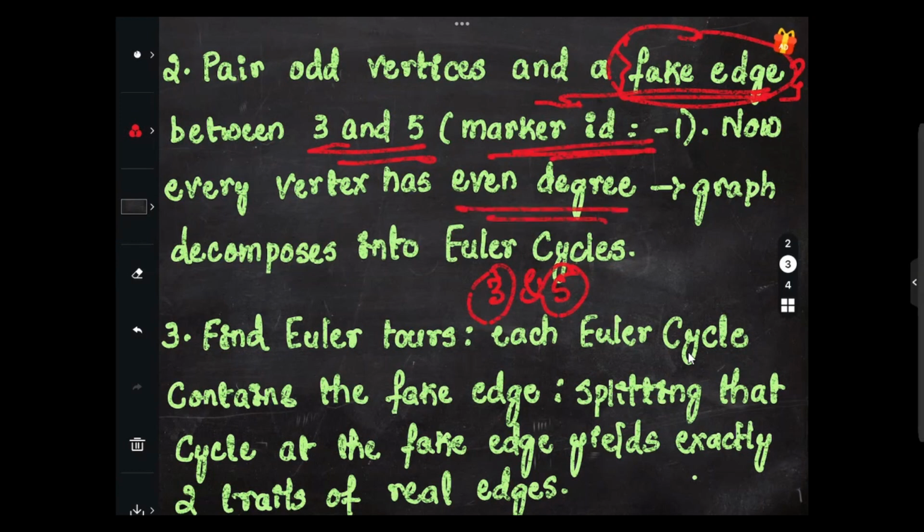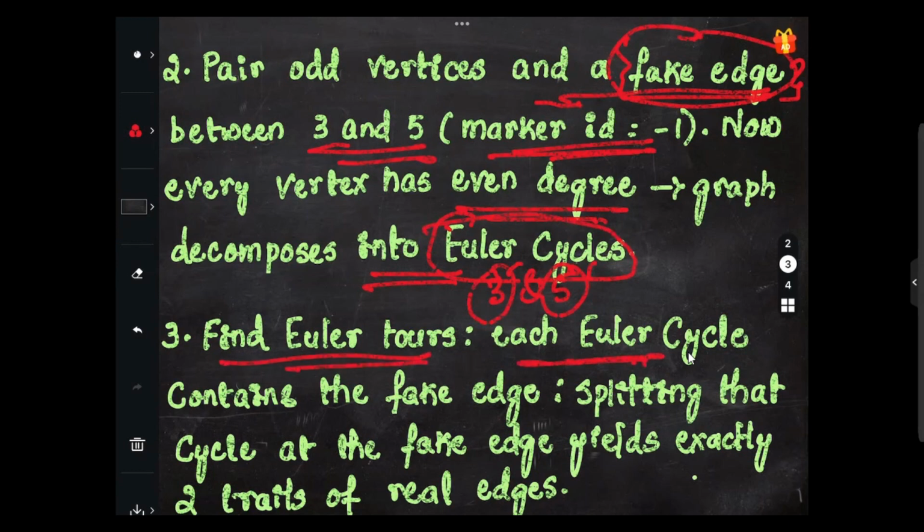Now every vertex has even degree. As we have added a fake edge between 3 and 5, 3 has even degree and 5 has even degree, and 4 obviously has even degree too. So the graph decomposes into Euler cycles. Now let's move on with finding the Euler trails.